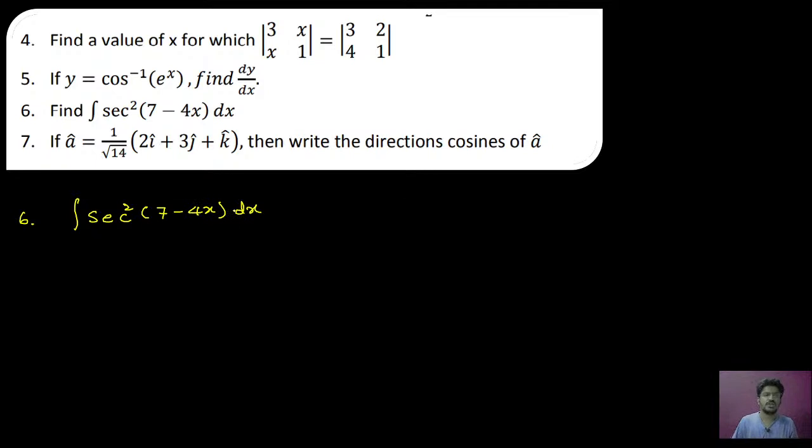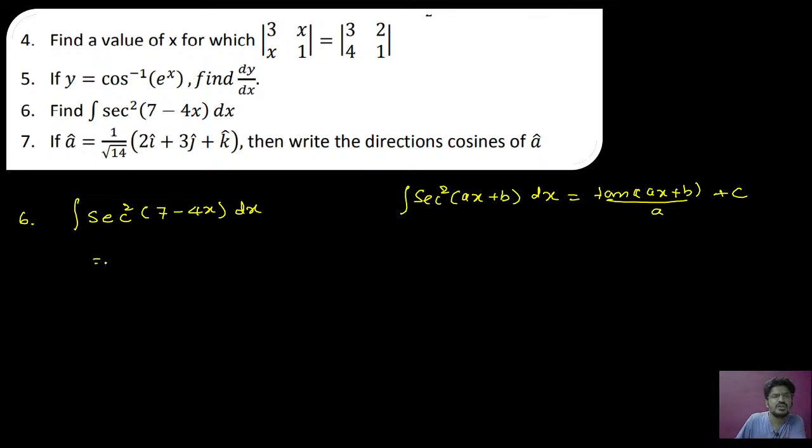So my dear students, everyone knows that the integration of secant squared x is tan x, but here you just see it is in the form of integration of secant square (ax plus b) with respect to dx. Here the answer is going to be tan of (ax plus b) divided by a plus c. Because here it is in the form of ax plus b. So that's why the answer will be tan of (7 minus 4x) divided by minus 4 plus c.